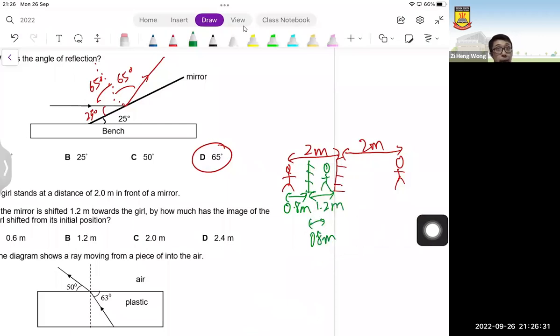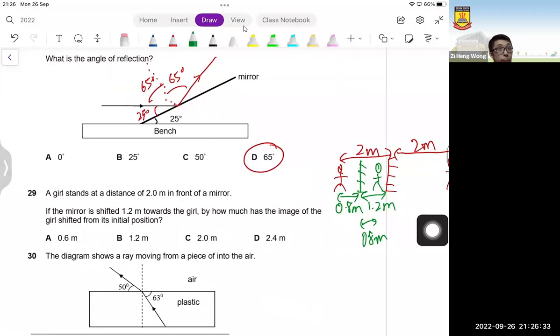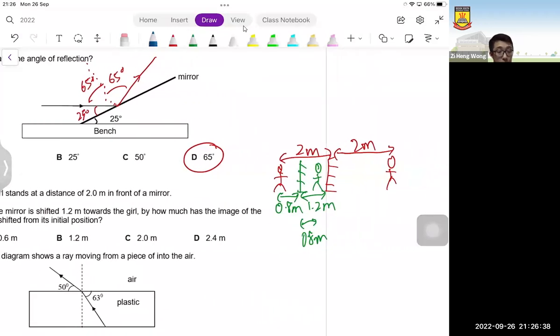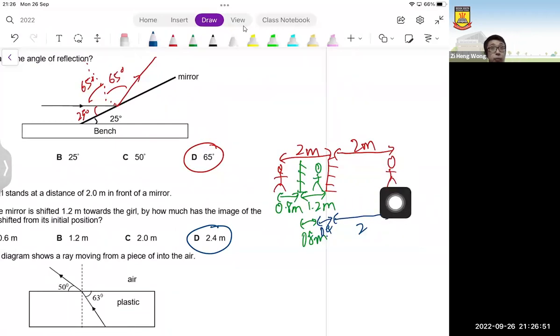So how much did the image shift? Here got about 0.4. Here got about 2. So my answer is 2.4. The image from here has shifted, now it becomes here, which is 0.8 meters away from this. So here is 0.4 and here is 2, so 2.4.